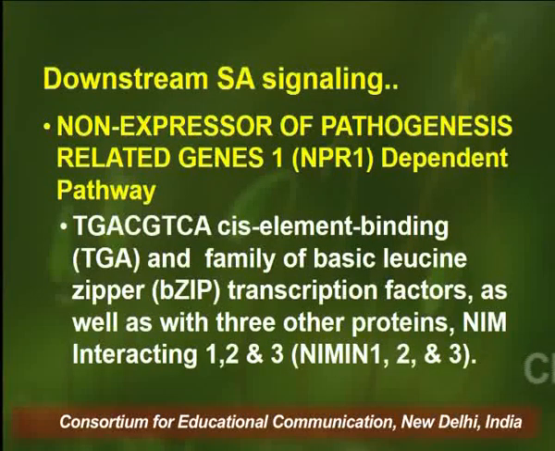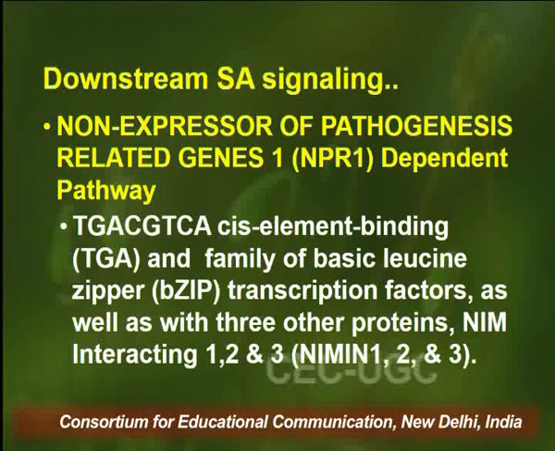Now we discuss the downstream signaling. So as we have discussed, NDR1 through the R protein and EDS1 through the R proteins are the major upstream signaling pathways of salicylic acid. Now the downstream signaling has the major component as non-expression of pathogenesis related genes 1, or the NPR1 pathway. Now the downstream pathway has two major mechanisms. One is the NPR dependent pathway and the second one is the NPR independent pathway.